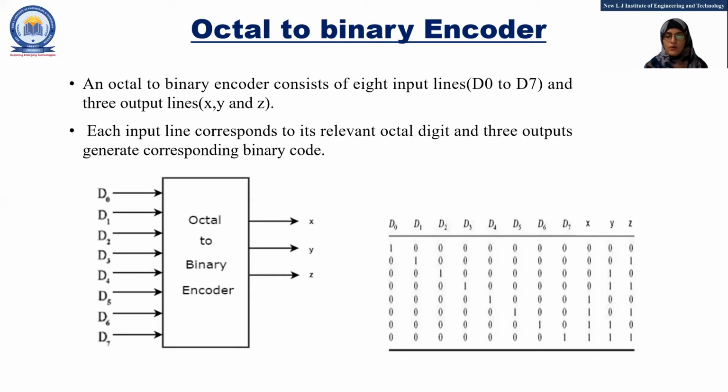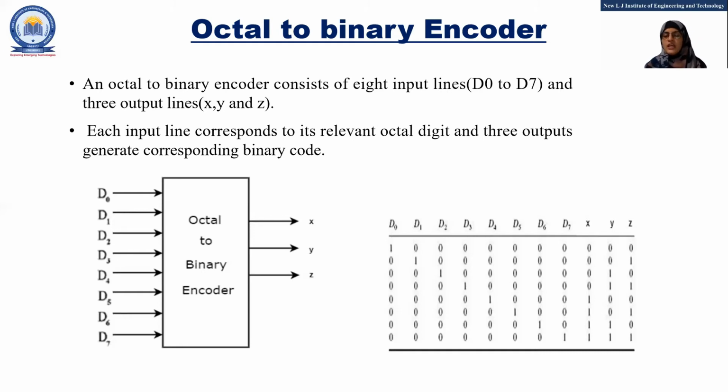So for D0, the combination 0, 0, 0 will be produced. When D0 equals 1, X equals 0, Y equals 0, and Z equals 0. Same for D1, the combination will be 0, 0, 1. For D2, this encoder will generate 0, 1, 0, which is the binary form of the octal number 2. Same for the number 3, it will generate 0, 1, 1. For number 4, it will generate 1, 0, 0. For number 5, it will generate 1, 0, 1. And for number 6, it will generate 1, 1, 0. And for D7, it will generate 1, 1, 1.